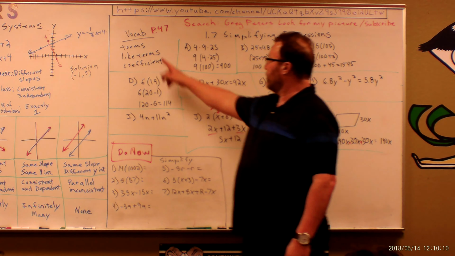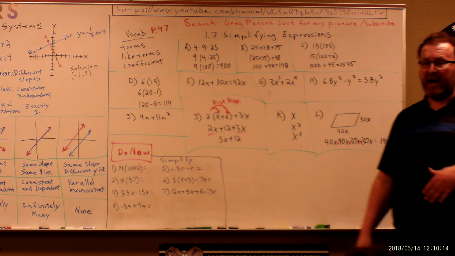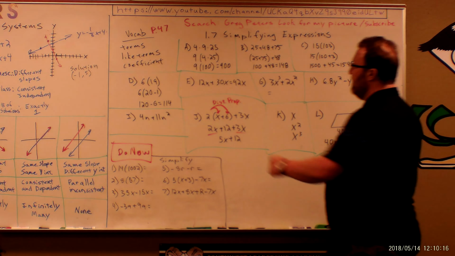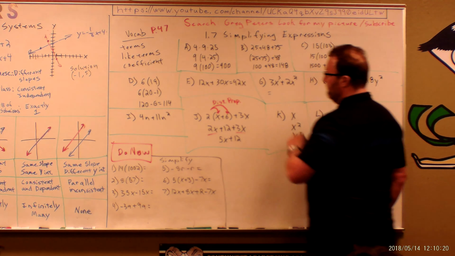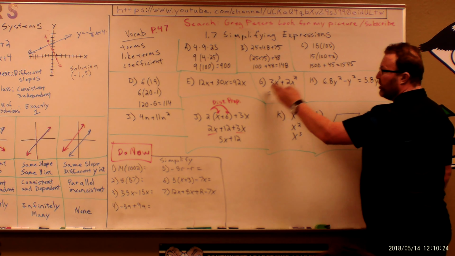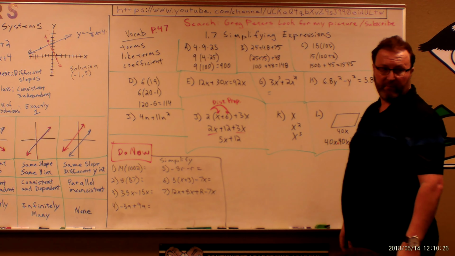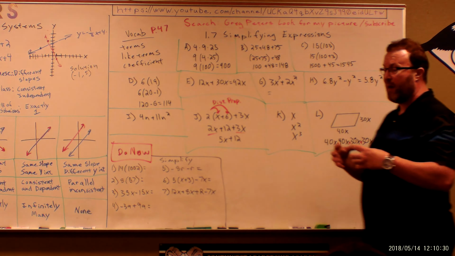Terms. That's anything before an operation. Plus, minus, multiply, divide. So even though these are numbers, that's a term, that's a term, that's a term. That's a term, that's a term. An operation separates a term. Like terms means they're like each other, you can combine them.